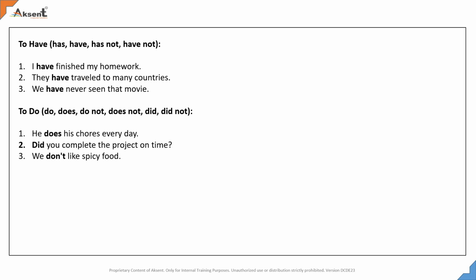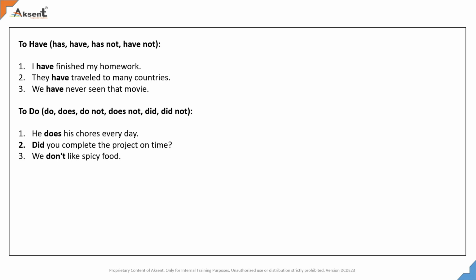He does his chores every day. Did you complete the project on time? We don't like spicy food. So when we say do or does, we are going to talk about the present time. The verb does, you'll be using it with third person singular subjects like he, she and it. And do is an auxiliary verb that should be used with I, you, we and they.